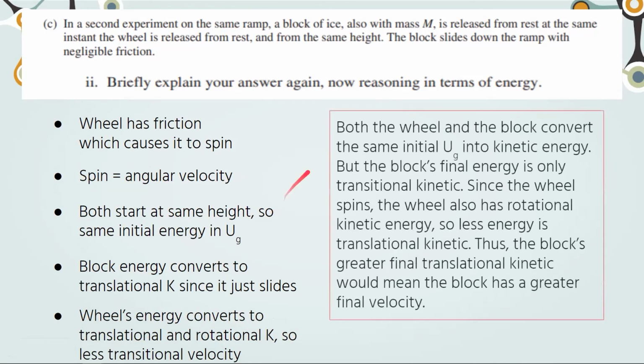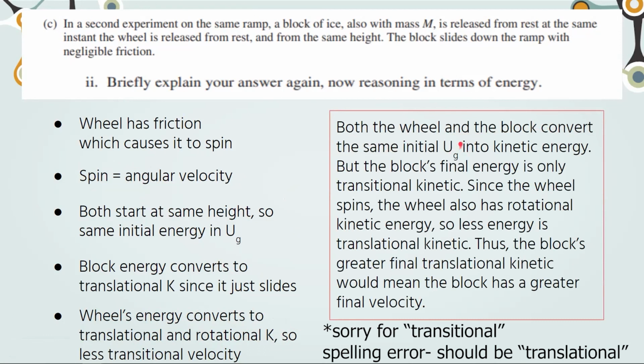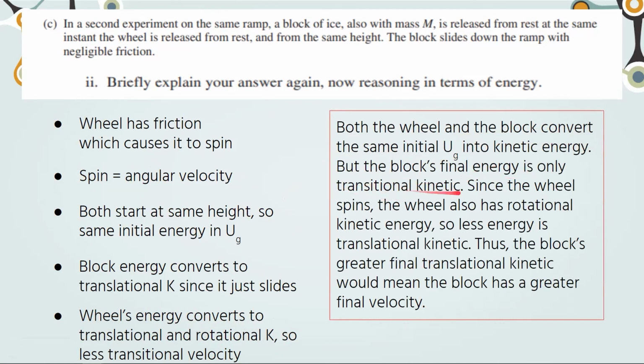So in paragraph form, we can say both the wheel and the block convert the same initial gravitational potential energy into kinetic energy, but the block's final energy is only translational kinetic. Sorry for the spelling error. Since the wheel spins, the wheel also has rotational kinetic energy, so less energy is translational kinetic. Thus, the block's greater final translational kinetic energy would mean the block has a greater final velocity. And this matches our previous answer in the first part of part C.